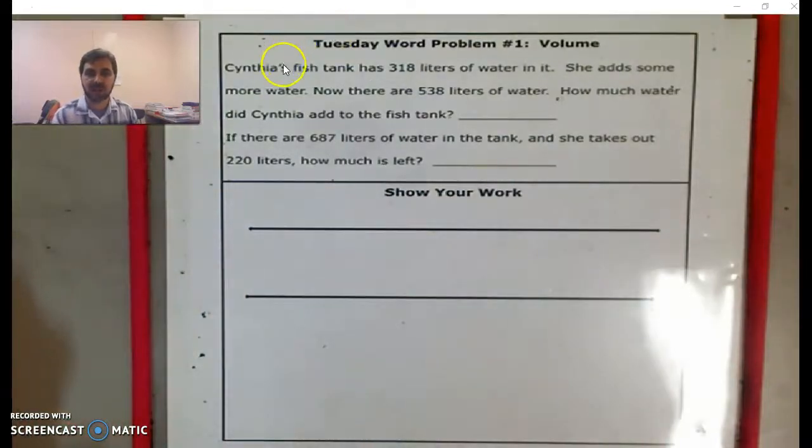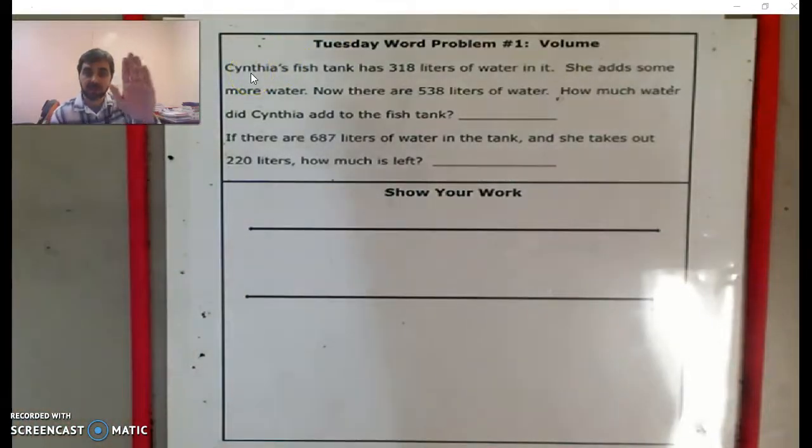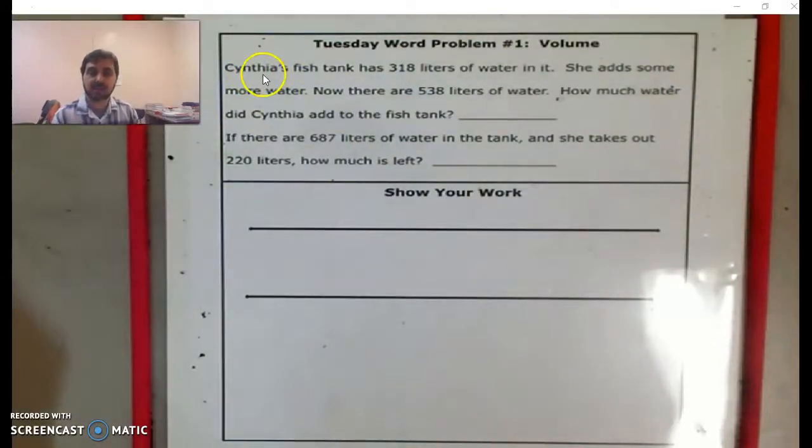All right, so you should have it out. If you need to stop the video and get it and then come on back, please do that. It says Cynthia's fish tank has 318 liters of water in it. Okay, so let's think about that.